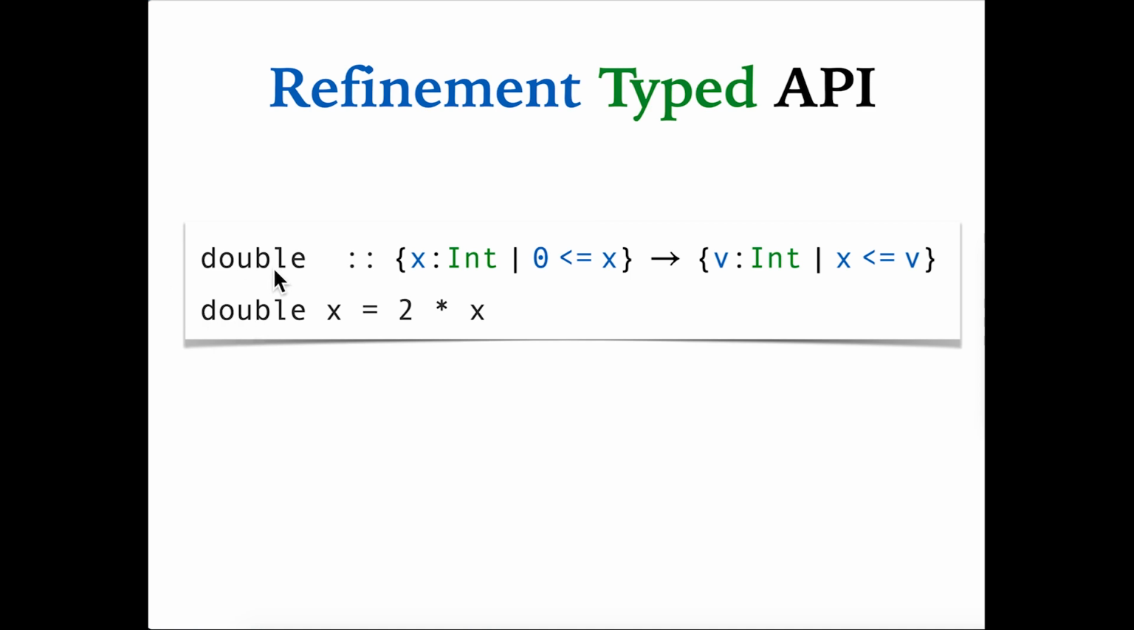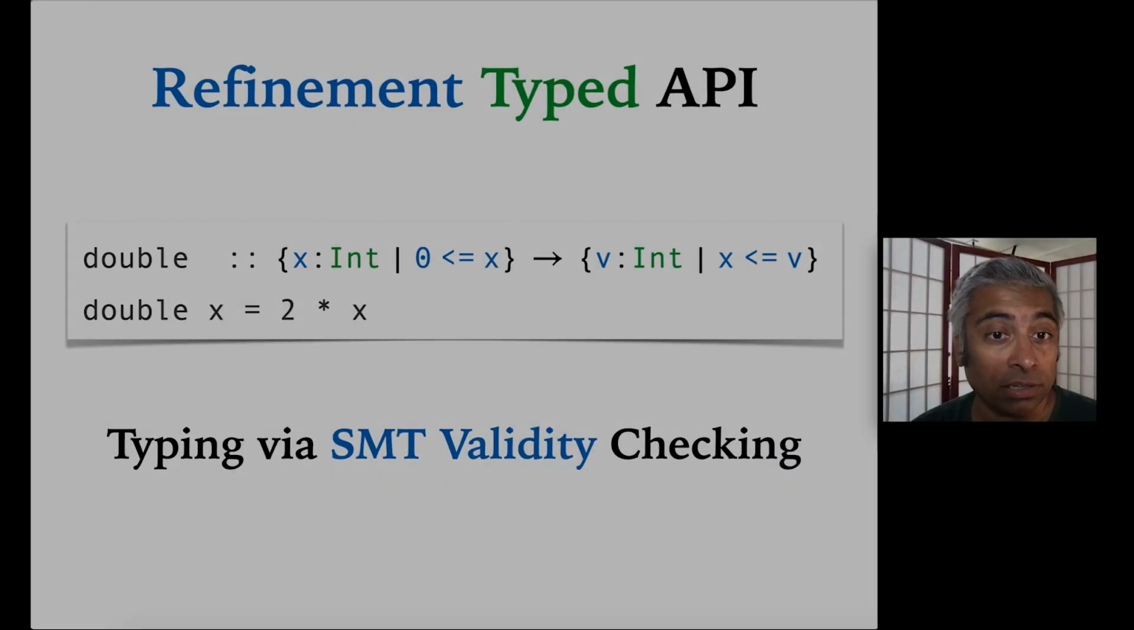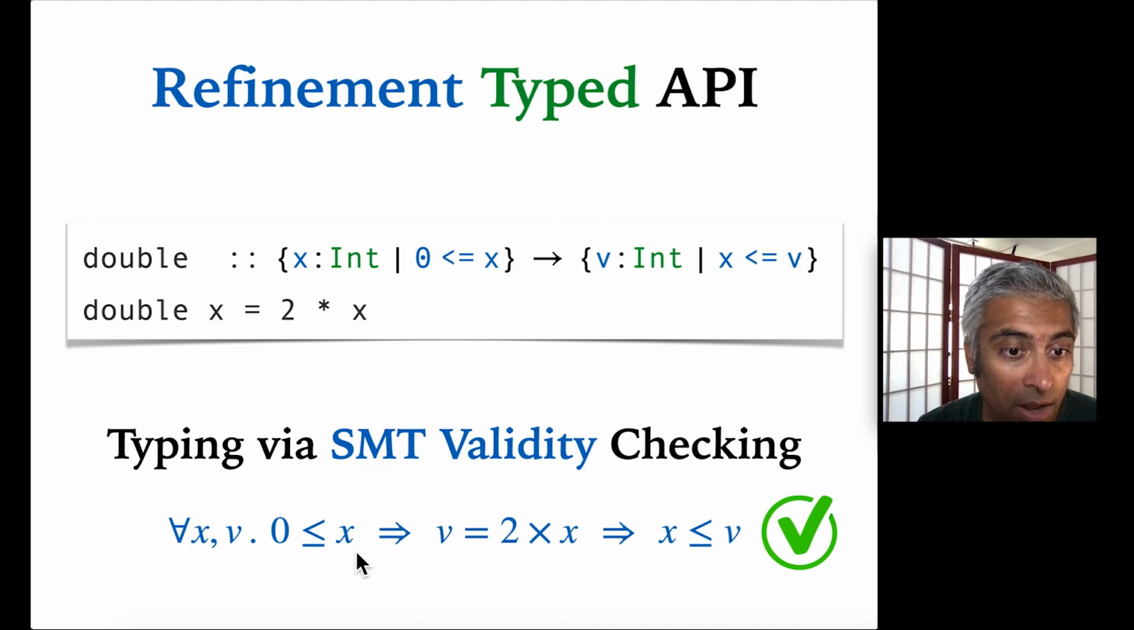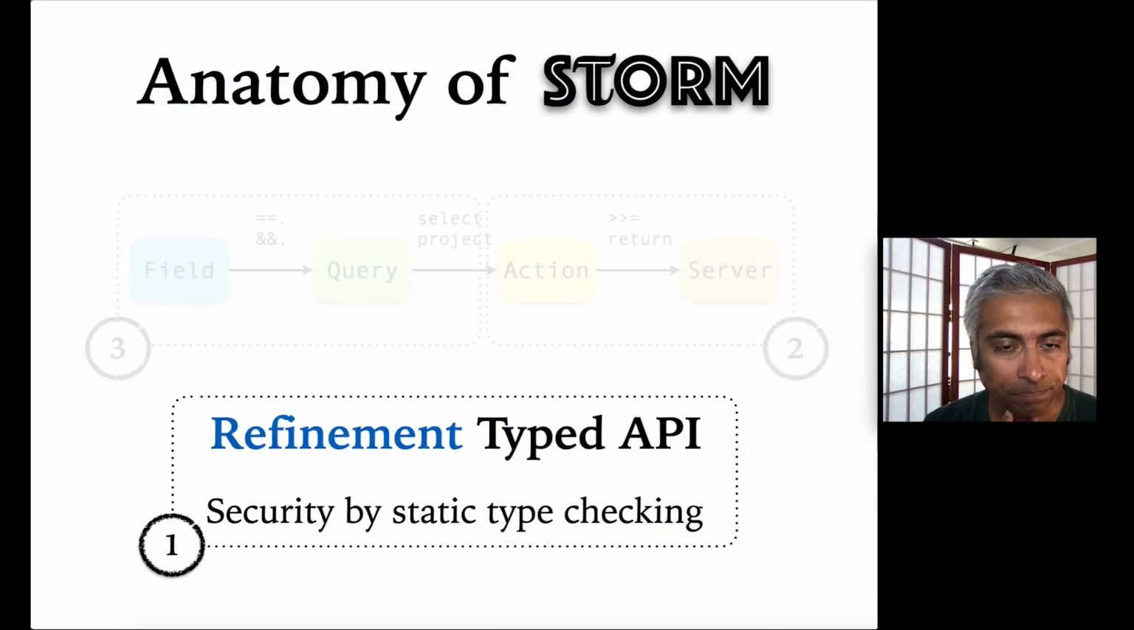So imagine I wrote a function called double that takes x and returns 2 times x, and I want to check that it has this particular type, non-negative to values that are greater than the input. The way this works, roughly speaking, is that we generate a logical formula which we then ship off to an SMT solver, a decision procedure that will tell us whether or not the formula holds, and if so, the program type checks. So in this case, the formula looks something like, when x is greater than 0, any value that's equal to 2 times x must also be greater than x. And the SMT solver says yes, and so this code is correct.